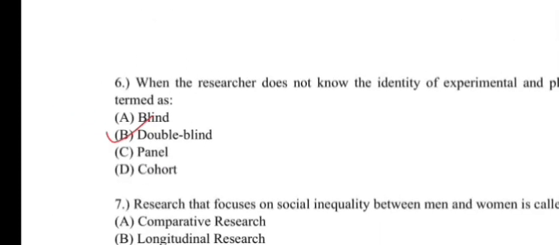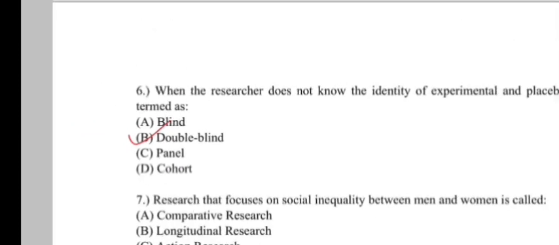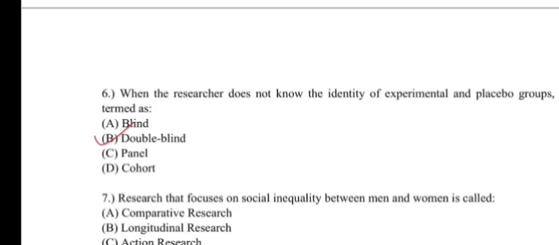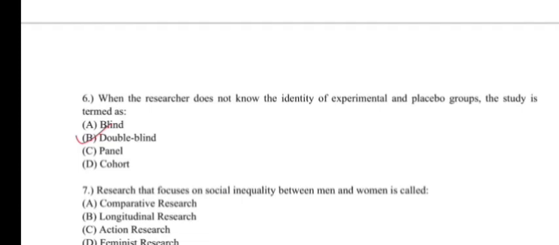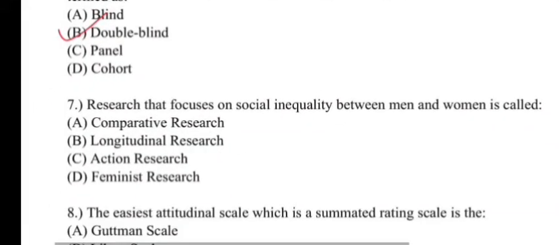So what was the question? Let me reiterate it. When the researcher does not know, not teacher, does not know the identity of experimental and placebo groups, the study is called double blind. Next is number 7.